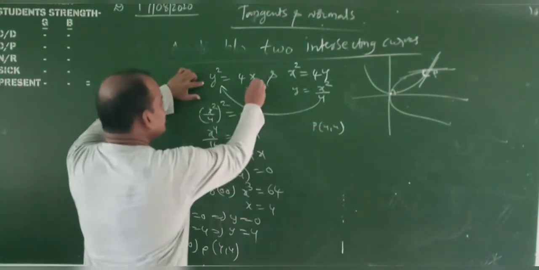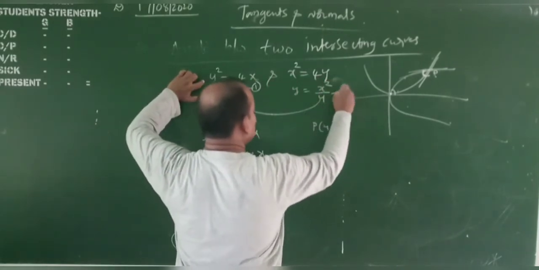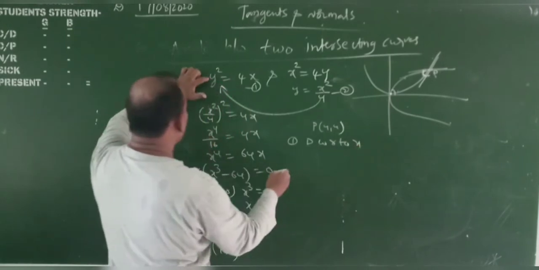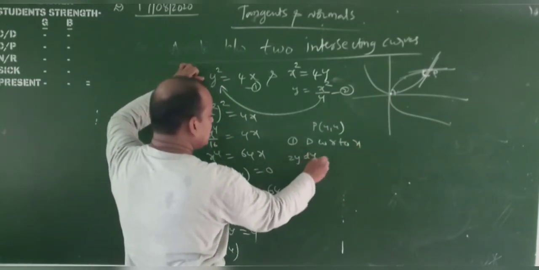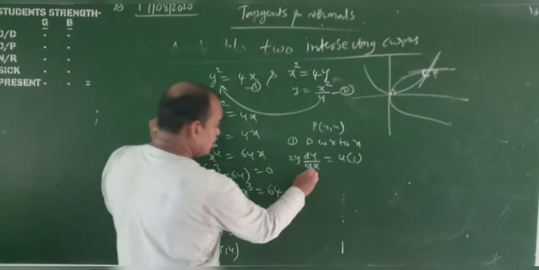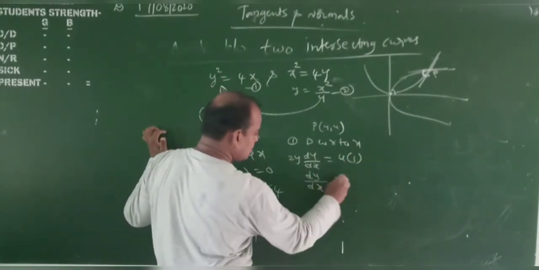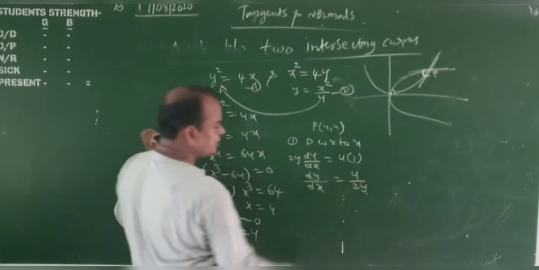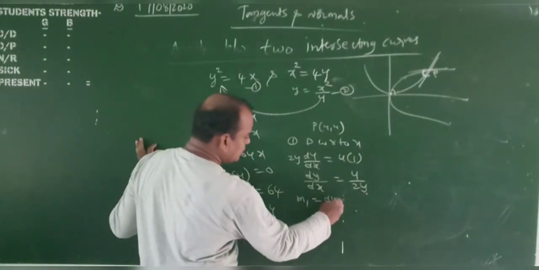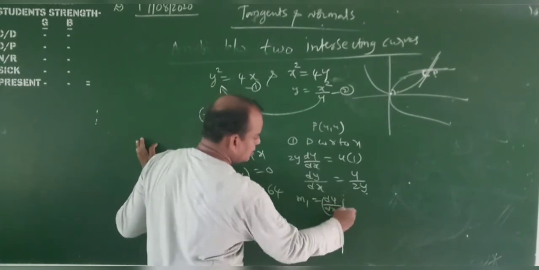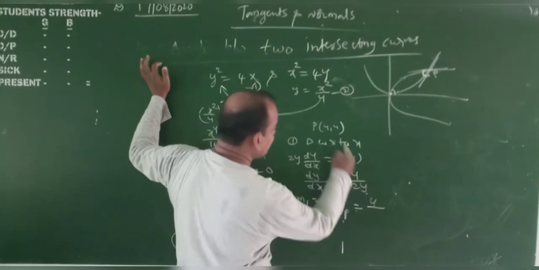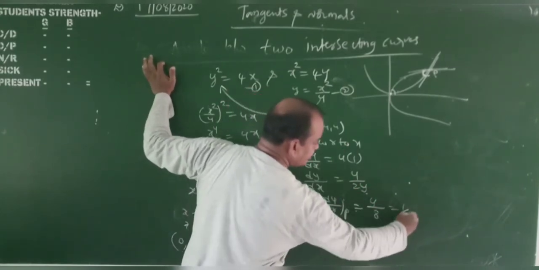Now this is curve 1 and this is curve 2. Differentiate curve 1 with respect to x: y square derivative is 2y into dy by dx, equal to 4 into the derivative of x, which is 1. Now dy by dx is equal to 4 by 2y. Therefore m1 is equal to dy by dx at P. P is 4 comma 4, so 4 by 2 into 4, that is 4 by 8, equal to 1 by 2.